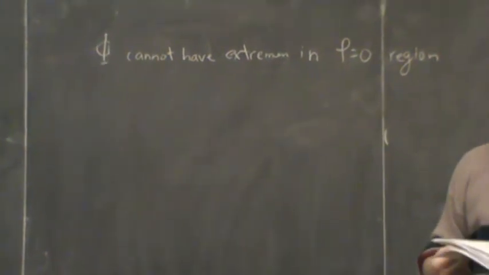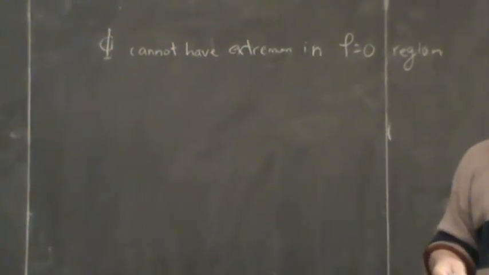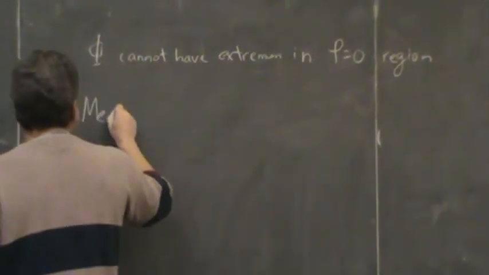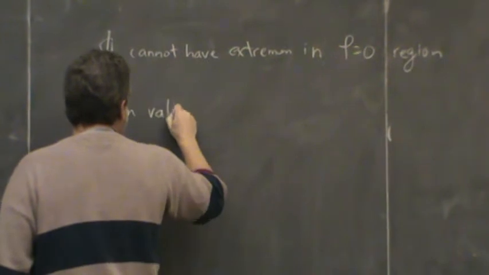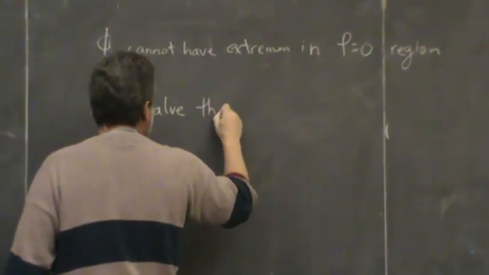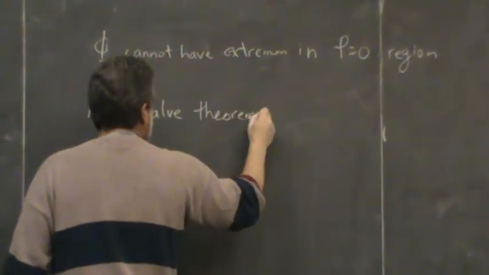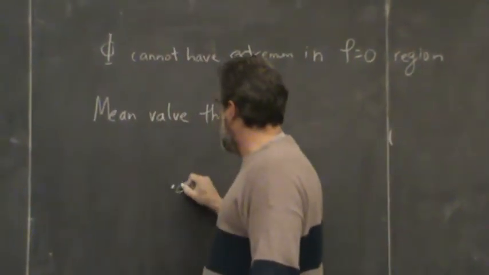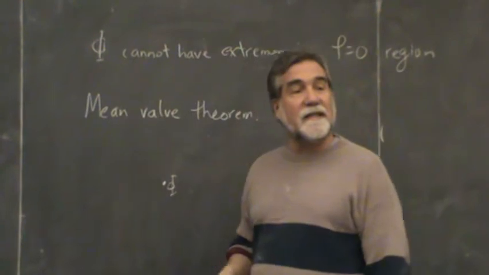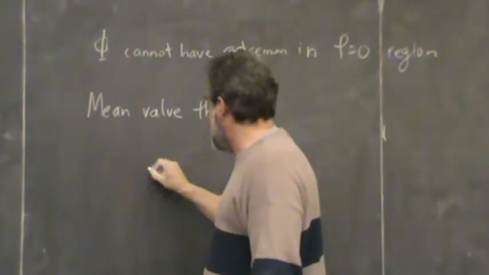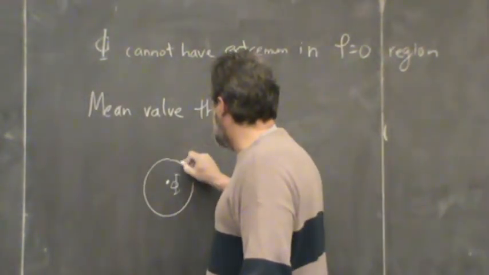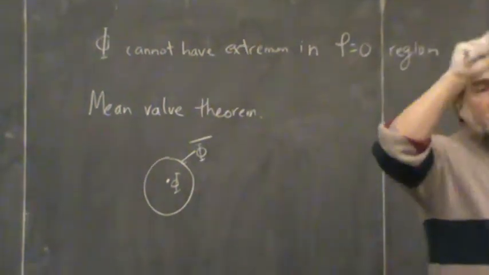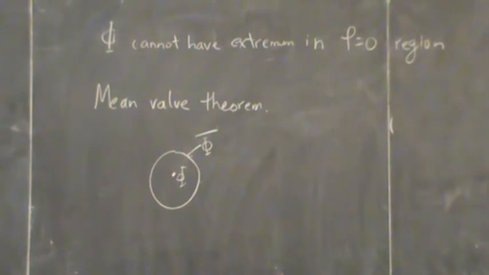I will go through uniqueness, which is what's called the mean value theorem. And this is really cool. The mean value theorem says that the value of the potential in the center of a region is equal to the average of the potential on the surface of a sphere surrounding that region.